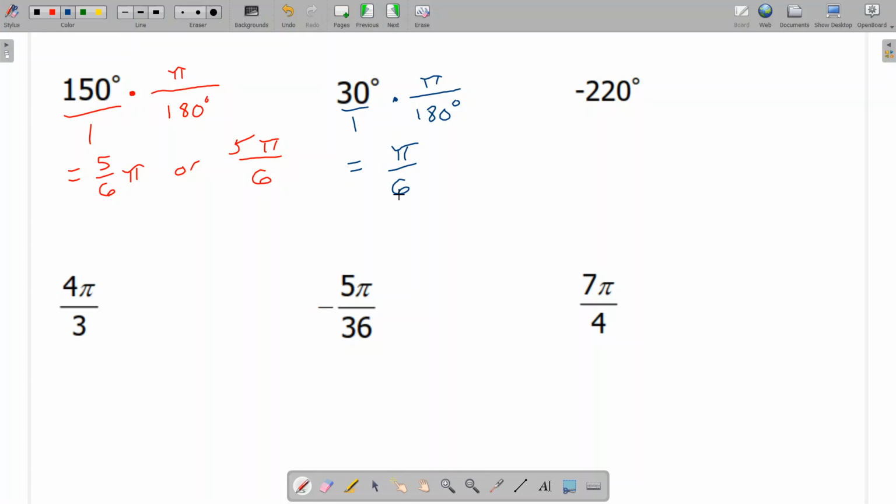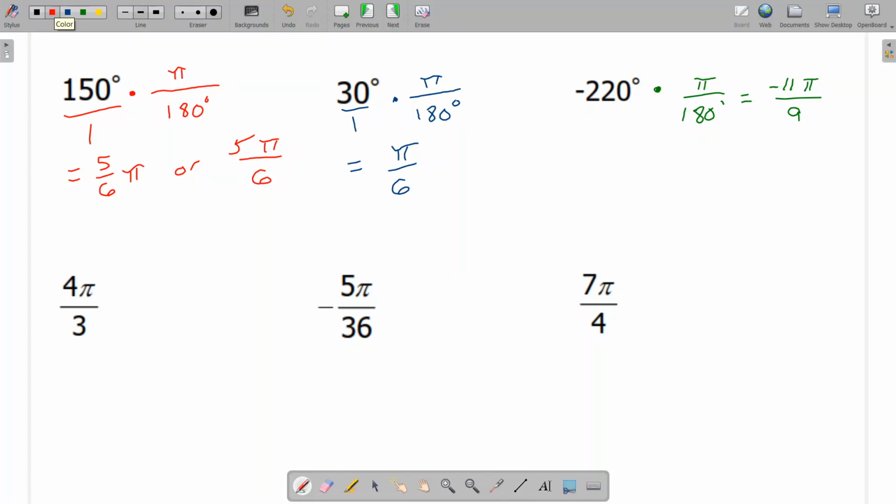Negative really doesn't make a difference here. I'm still going to multiply by pi over 180. And I'm going to reduce. So that's going to reduce to negative 11 ninths. So negative 11 pi over 9. So not too bad. So let's look at the other way here.